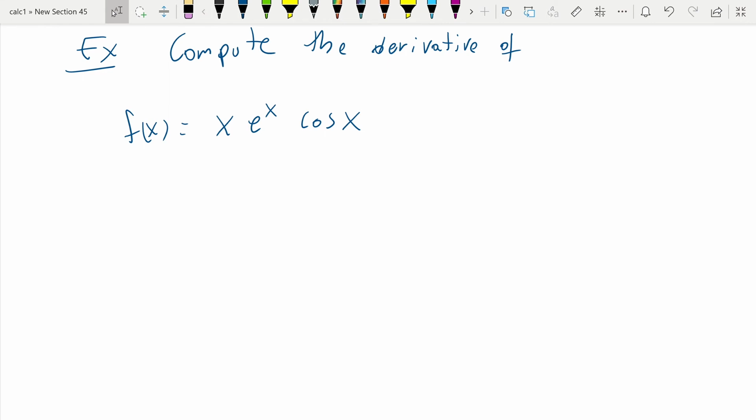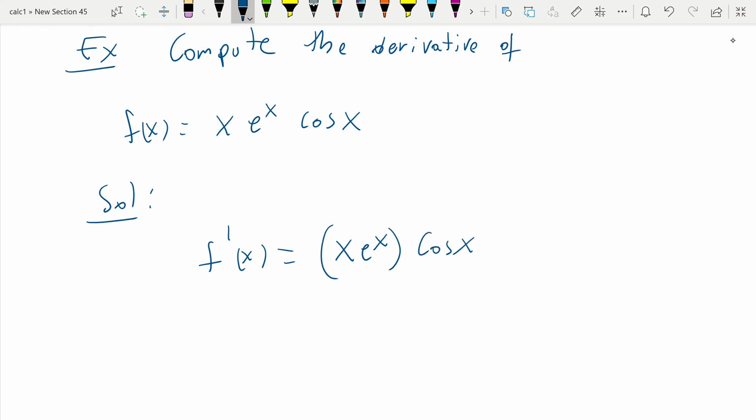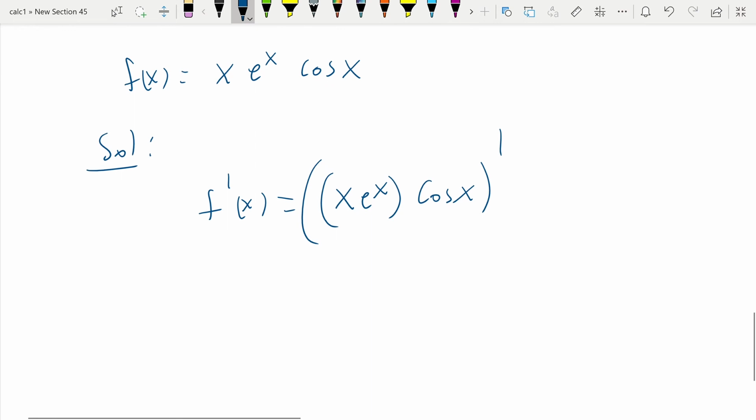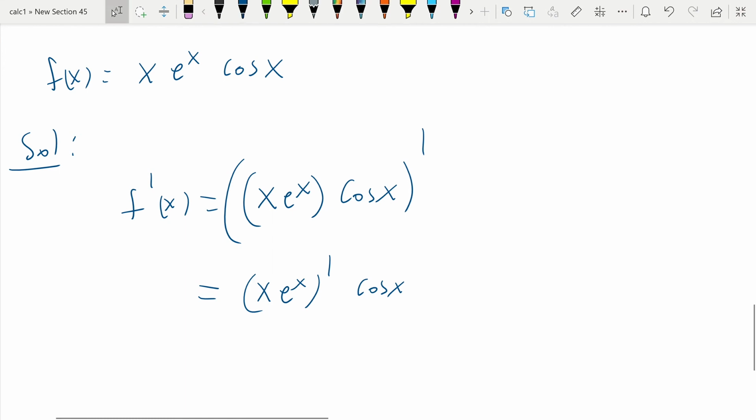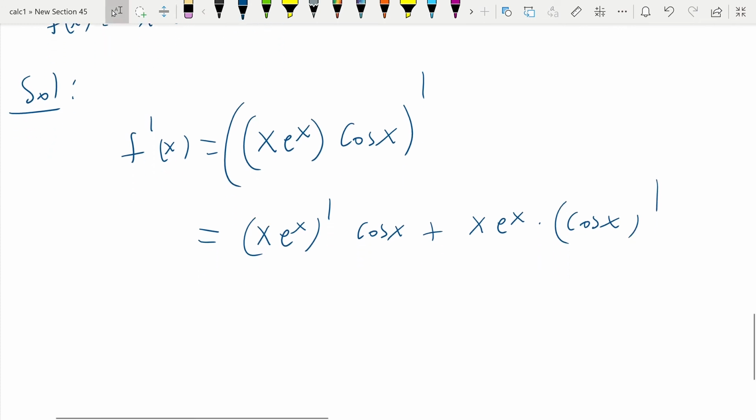And how do we do that? Well, we need to apply the product rule twice. So f prime of x is equal to x times e to the x times cosine of x, all of that prime. This is the same as the derivative of x times e to the x, times cosine of x, plus x times e to the x times the derivative of cosine of x. I'm simply applying the product rule.